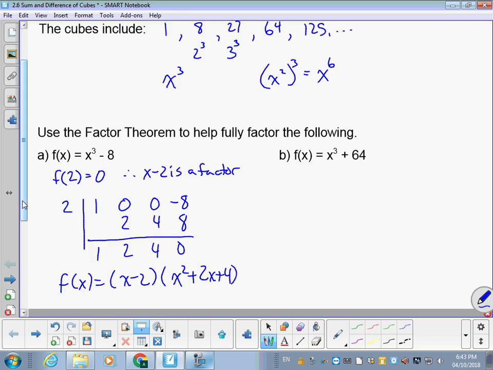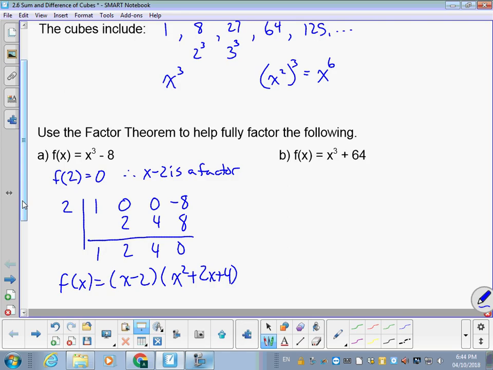Now, if we try to factor that further, it's a simple trinomial, so it shouldn't be too hard, right? All we need are numbers that multiply to positive 4 and add to positive 2. And they don't exist. So this does not factor further. If we were trying to graph this, there's some stuff we could do with that. But if all we're asked to do is factor it, this is where this one stops. So this perfect cube has a binomial factor and a trinomial factor, and then it stops.